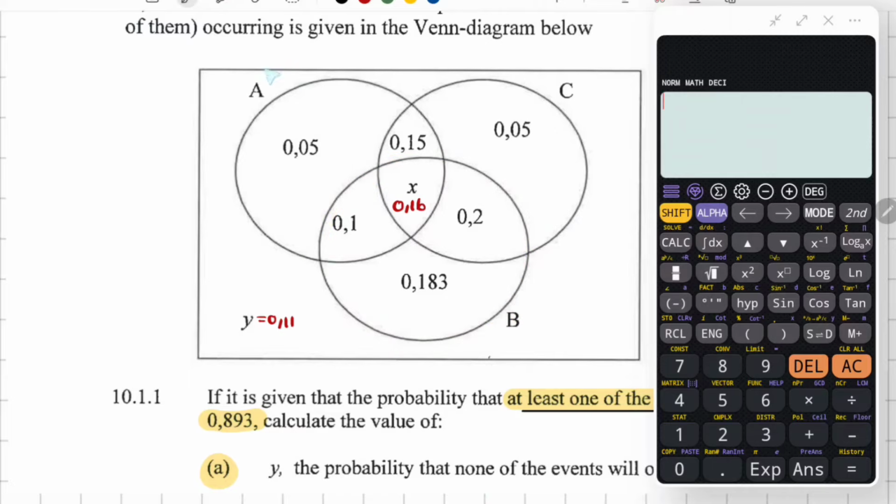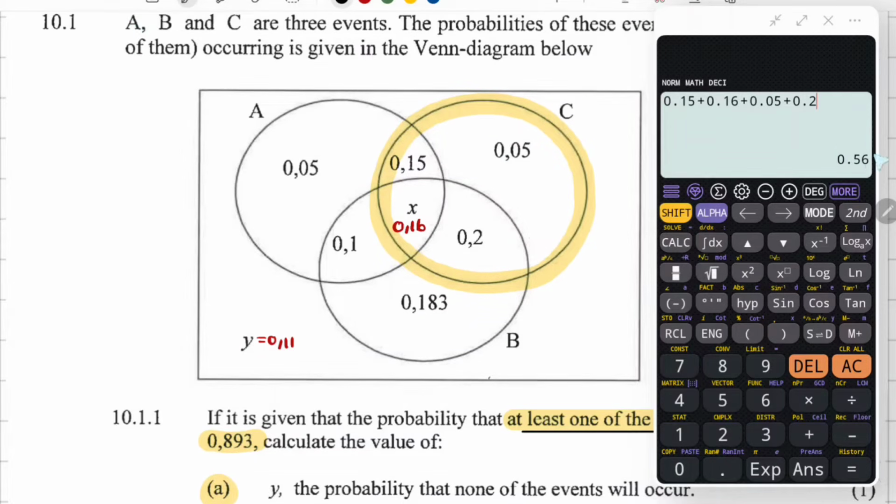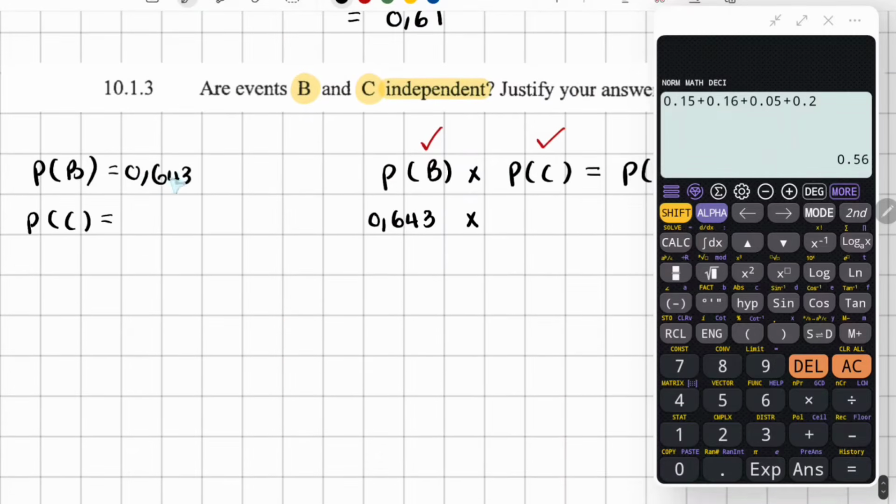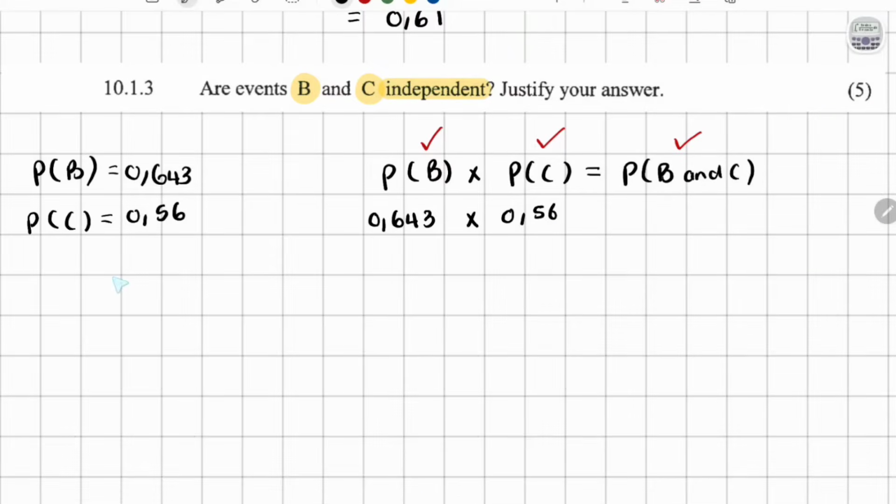Now, the probability of C we would also get by taking the entire circle of C, because everything here includes the probability of C. So we'd add all these numbers up and we get the probability of C. And I get 0.56. Okay, so I've also just decided to write it on the side as well. So that is 0.56. So that's times 0.56. Then lastly, we have to find the probability of B and C.